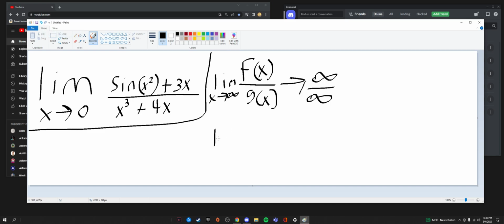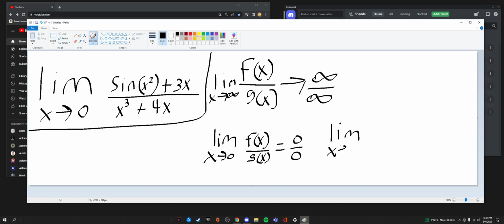But if we had the limit as x approaches 0 of f of x over g of x, and we had 0 over 0, that's our other indeterminate form. What this tells us is, well, it doesn't tell us much. We can't do anything with 0 over 0 or infinity over infinity. So that's why we use L'Hopital's rule, which states that if we have either of these indeterminate forms, then we take the derivative of f of x and g of x.